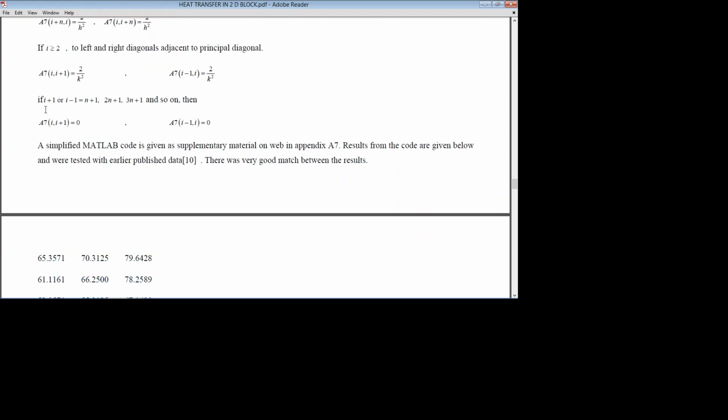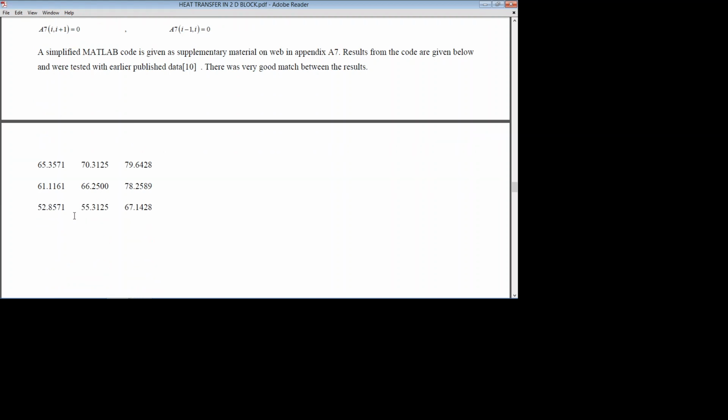Now we are putting in a condition: if i plus 1 or i minus 1 equals n plus 1, 2n plus 1, 3n plus 1, and so on, then we substitute the elements here as 0, so that it takes care of the 0 terms. By putting that, the matrix is generated, and then a MATLAB code is written for that, and this is how we have got the temperature calculations at different nodes.